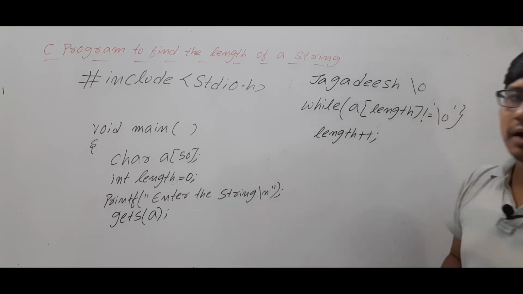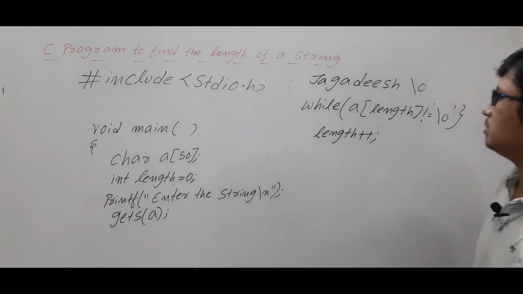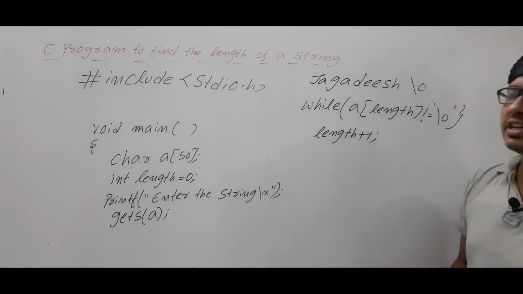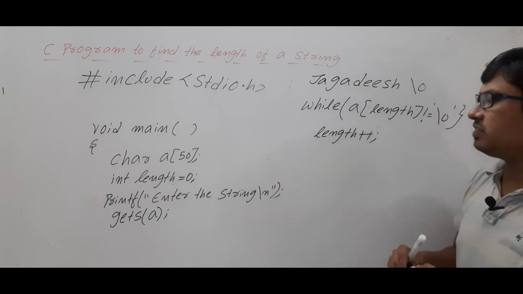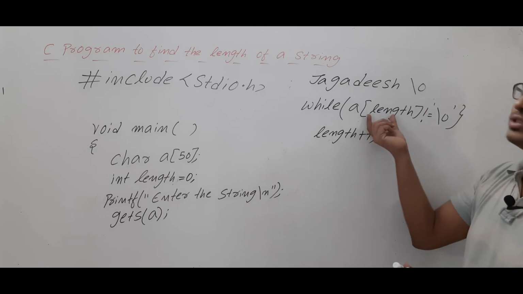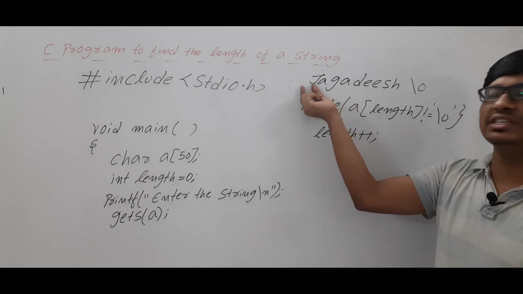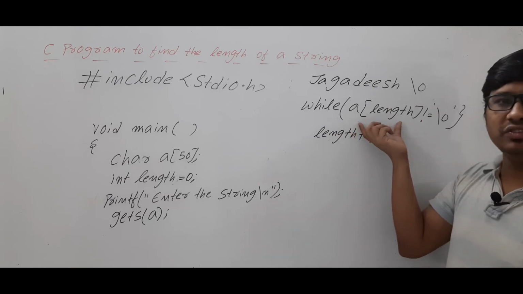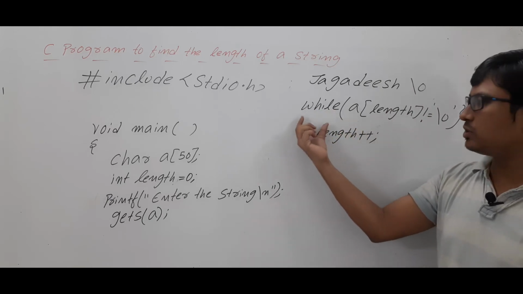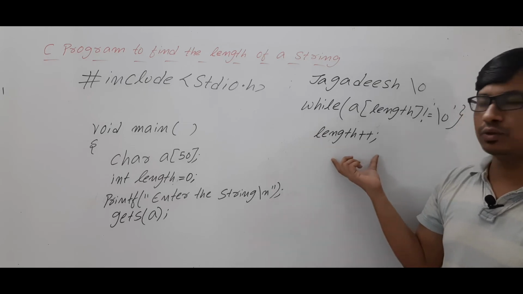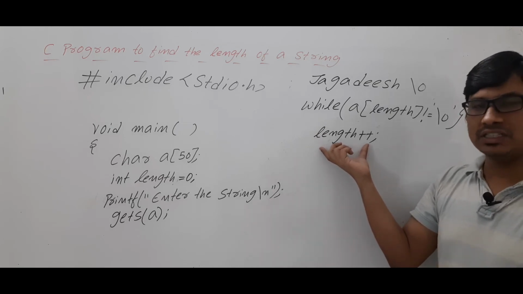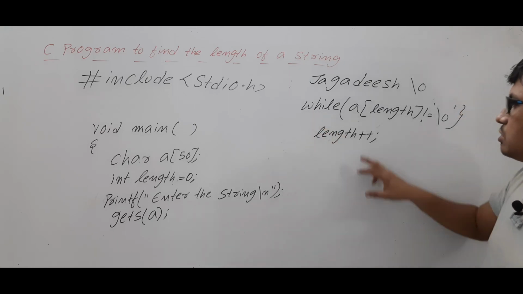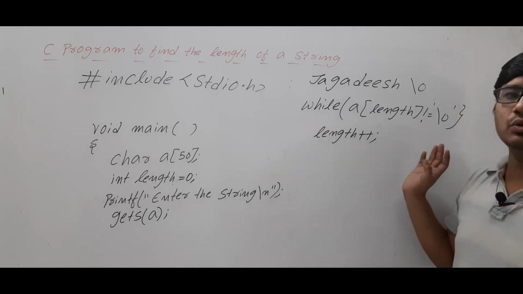If it is not \0, I will increment the length value. Look at it, what will happen. Initially length value is 0. So I am checking the character in index 0 because length is initially 0. So a of 0 consists of j which is not \0. So then this condition is true. If this condition is true, the statements in the while loop will be executed. As I have only one statement, the curly braces are optional, so I did not write the curly braces. So length plus plus. So length is equal to length plus 1.